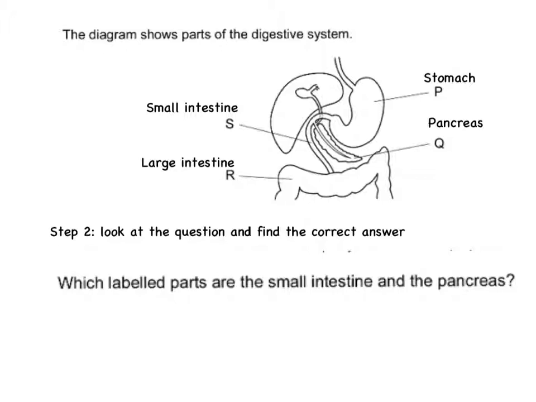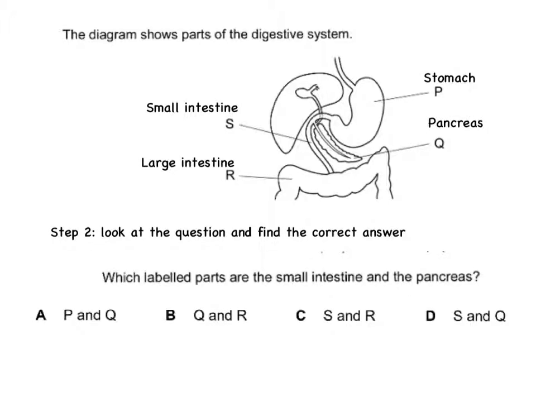Once you've labelled the parts, have a look at the question and then find the correct answer. So which labelled parts are the small intestine and the pancreas? So the small intestine is P, the pancreas is Q, and now find the correct answer. So we're looking for P and Q, so it's A.